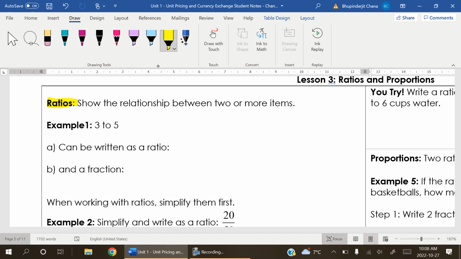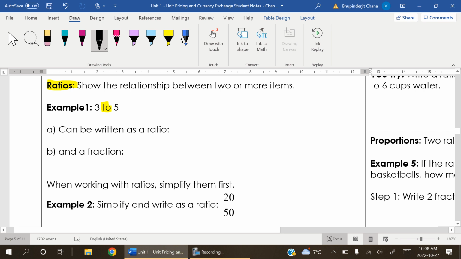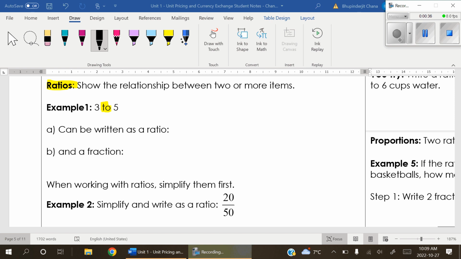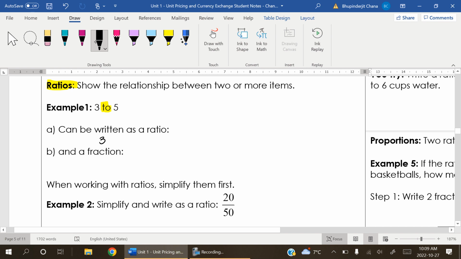The first way is words. So saying that I have 3 to 5 is one way to write a ratio. You can also write the ratio using a colon. In the colon, you write your first number first and the second number after. So the 2 represents the colon.